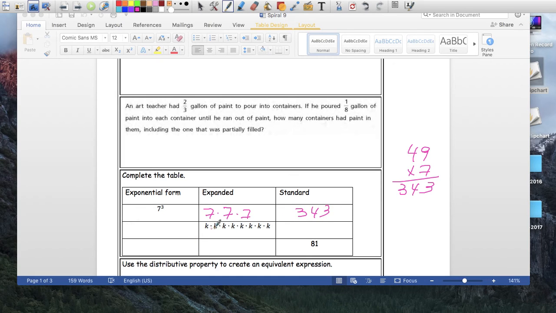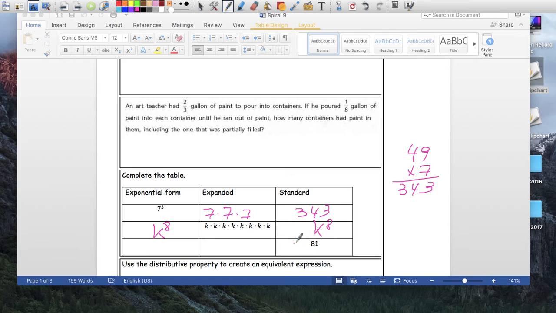This is a bunch of k's. 1, 2, 3, 4, 5, 6, 7, 8. So that's k to the 8th power. And standard form would be just k to the 8th power, right? Because we don't know the value of k. I'm not going to substitute.